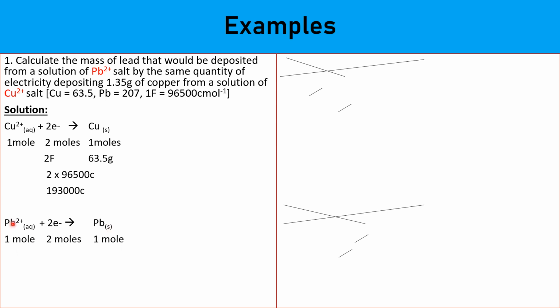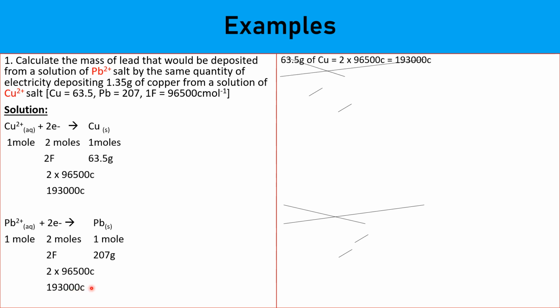For lead 2 ion, we gain 2 electrons to form metallic lead. What it means is that we have 1 mole of lead 2 ion gaining 2 moles of electron to form 1 mole of metallic lead. 2 moles of electron is equal to 2 Faradays. 1 mole of metallic lead is equal to 207 gram. So 2 Faraday is equal to 2 times 96,500 coulomb, and that is equal to 193,000 coulomb.